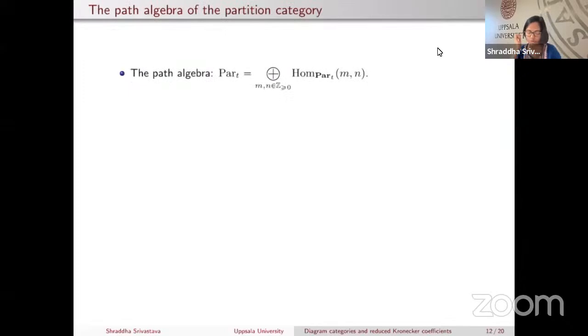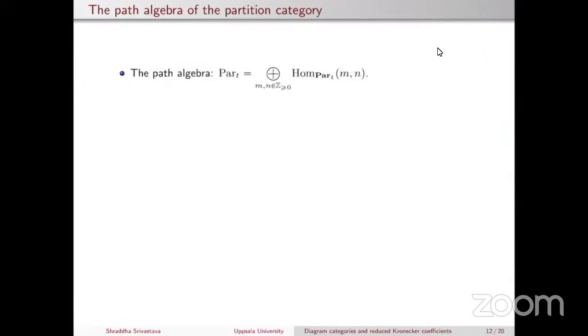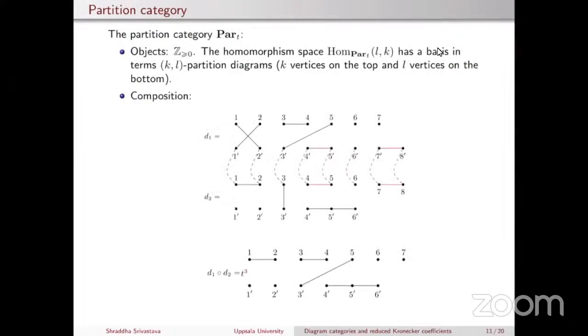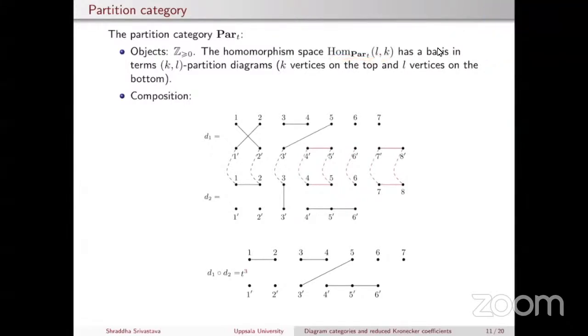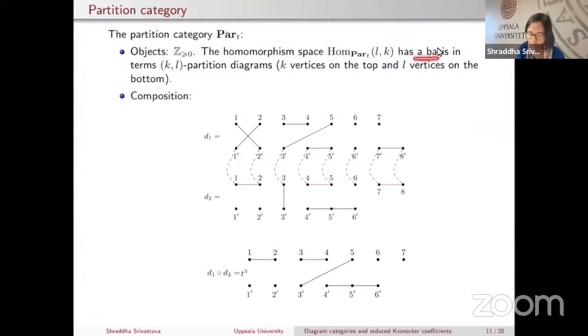Okay, so to study the representations of the partition category, one could pass to... Shraddha, I'm sorry, what do you mean by basis? Now I'm defining a C-linear category, so the homomorphism spaces should have a vector space structure. So these are vector spaces where the bases are given by these types of diagrams, partition diagrams. Okay, thank you.